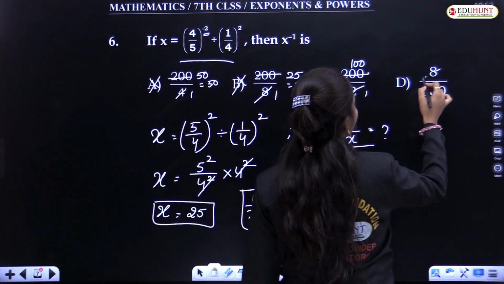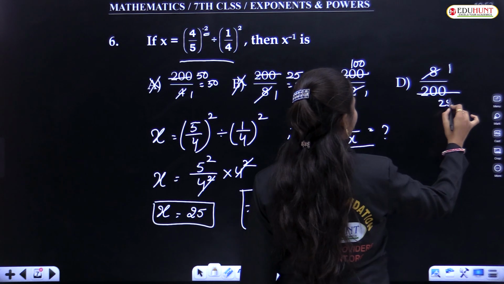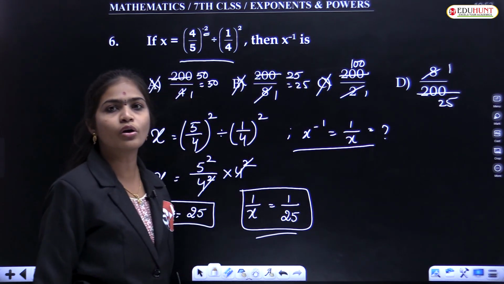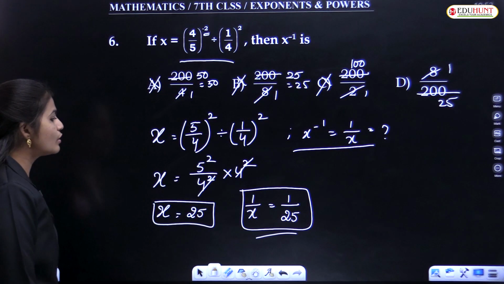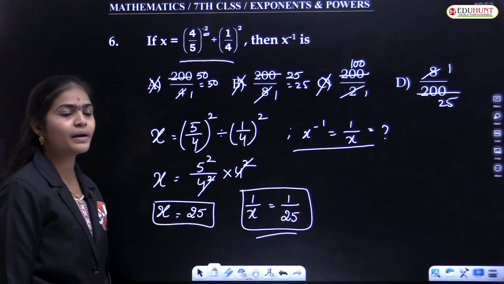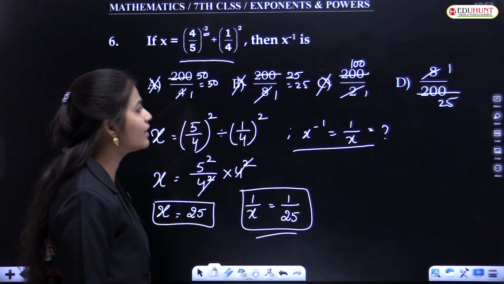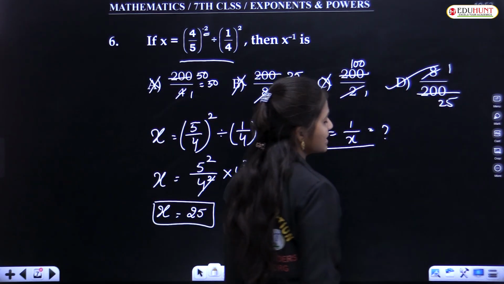Now the last one, here 8 ones 8 and here 8 25s. So for option D we got 1 by 25. So 1 by x is equals to 1 by 25. So which option is correct here? Yes, option D is correct.